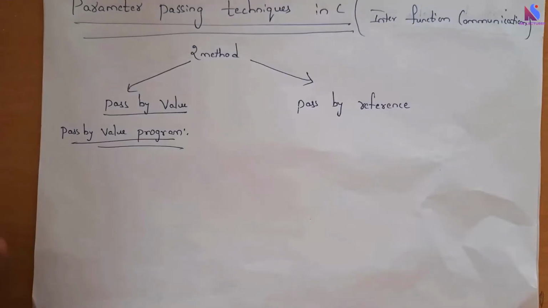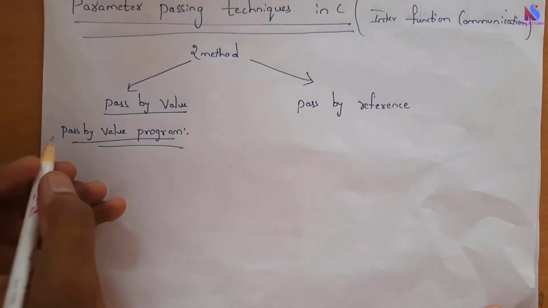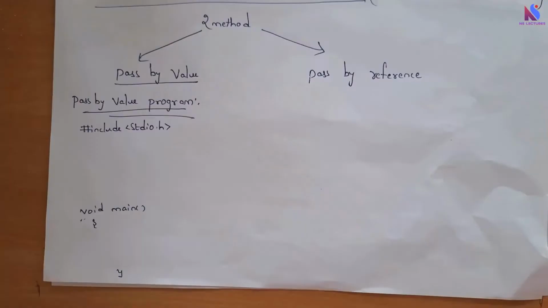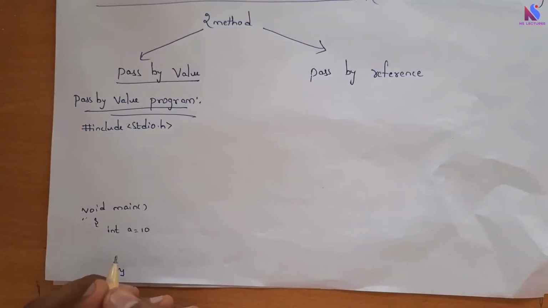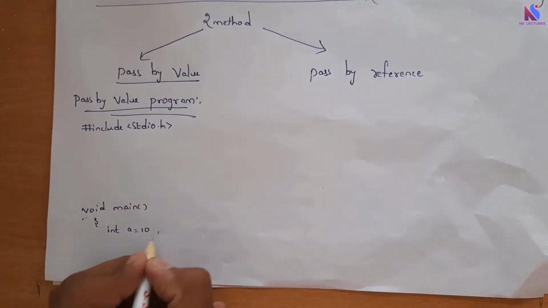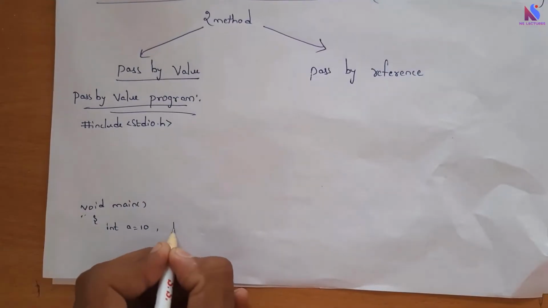I will explain pass by value with a program. At first I wrote #include <stdio.h>. After that I wrote void main. Inside void main I will write int a equal to 10. I took two variables, one is a and one is b. Value of a is 10 and value of b is 20.